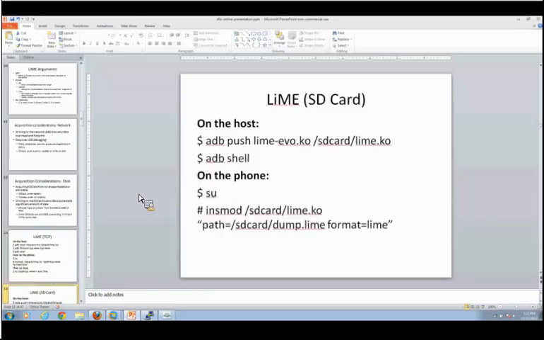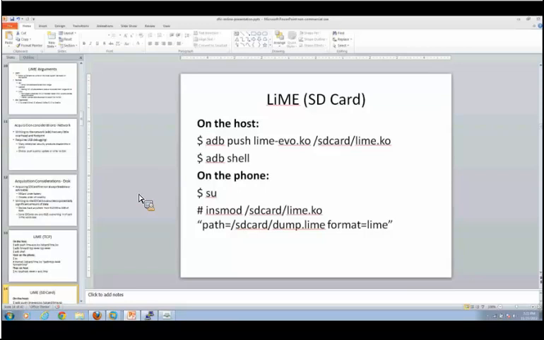The other option we have is to do this to a hard drive, or the SD card. You can also do this, I guess, to the internal hard drive, but I would not recommend that. They're usually very small, and you really don't want to overwrite unallocated data on the internal drive. So if we're doing this to an SD card, again, we're starting the process over, so we have to push our kernel module onto the device.